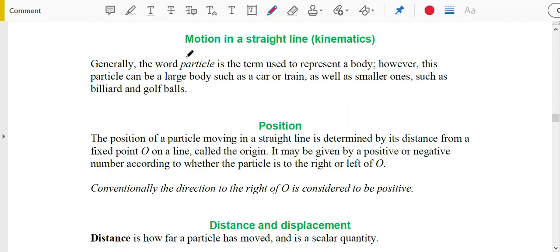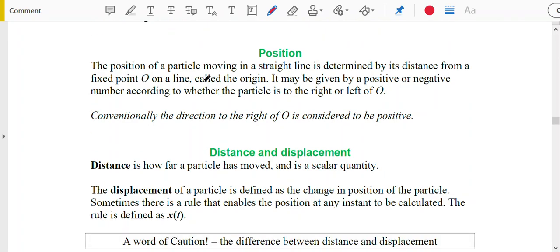We use the word particle to represent some sort of body. However, this particle could be large, like a car or a train, or it could be very small, such as a golf ball. And we're looking at the motion of this object, this particle, okay? But only considering straight line motion. So a car traveling on a straight road, okay? Could be a ball hit in a straight line.